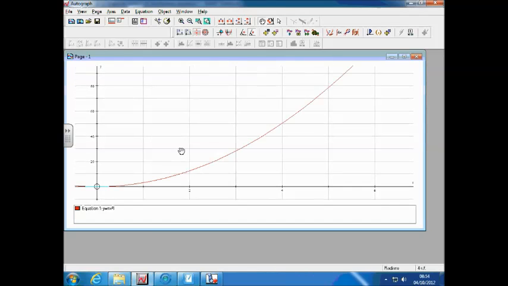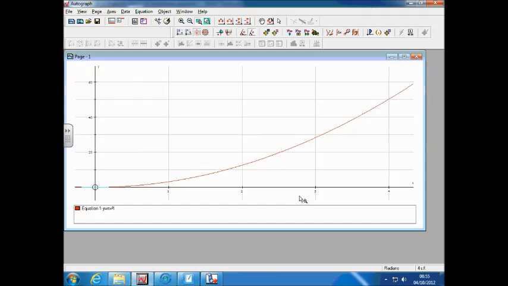So it's just, again, familiarization with Autograph and playing around with it. Now I can see how the radius changes over a region of 4 meters. So if I was only interested in that particular part of the graph, I could zoom in on that part.